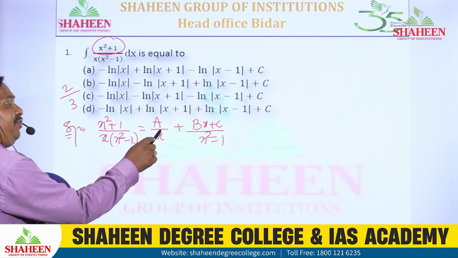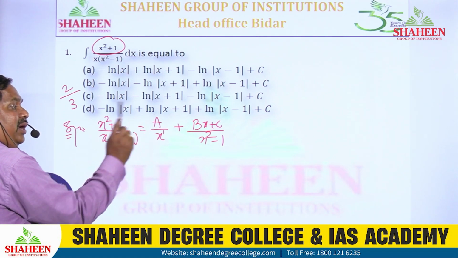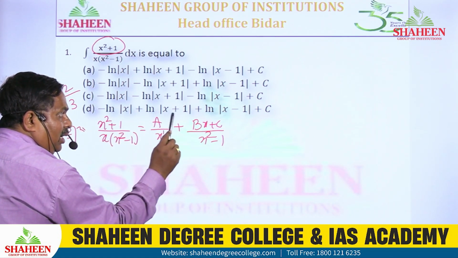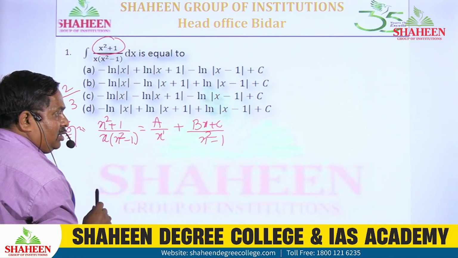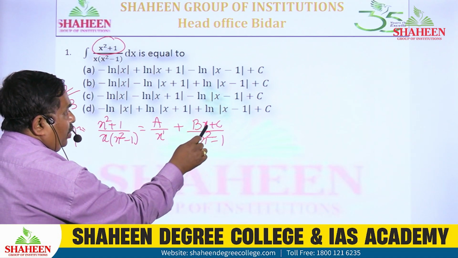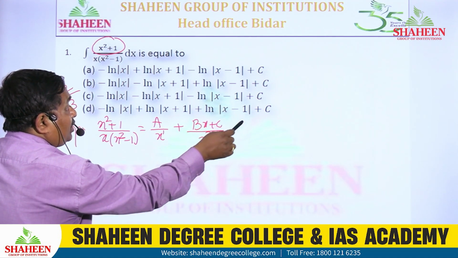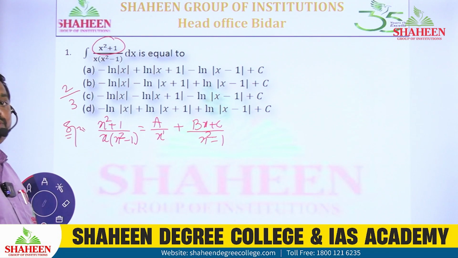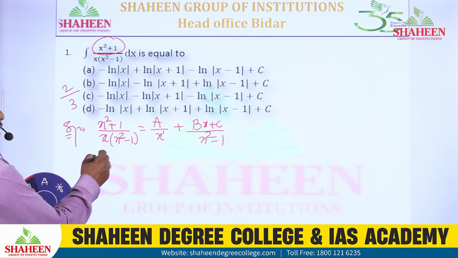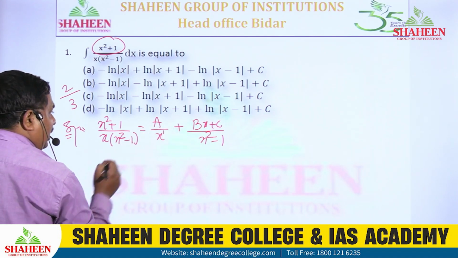What is the degree of x? 1. Then we are taking only one alphabet. Here the degree of this x square minus 1 is 2. Then we are taking two alphabets in the numerator. Suppose this power is 3, we have to write here bx square plus cx plus d, 3 alphabets in the numerator. In this way we are separating this. Next, we are finding the values of a, b and c.